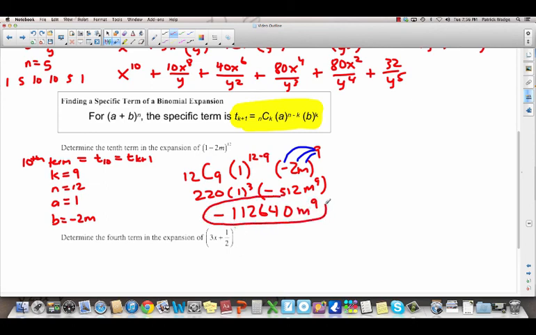That is what the 10th term is if we were to expand 1 minus 2m to the 12th power. And thank goodness we don't have to go 1 minus 2m times 1 minus 2m times 1 minus 2m 12 times. That would be horrendous.